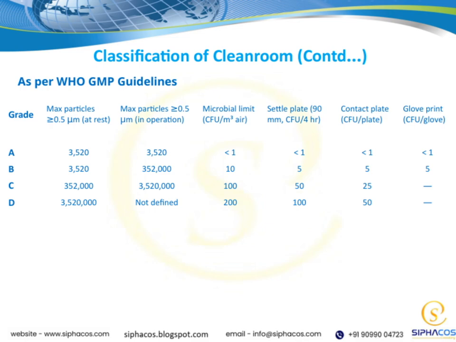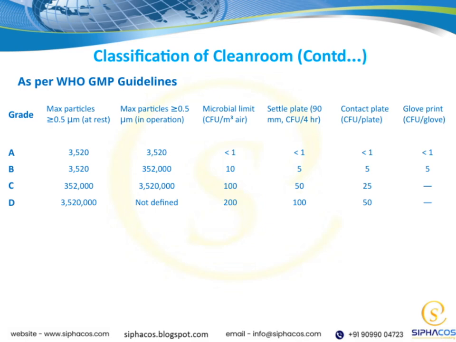For grade C, the particle count at rest jumps to 352,000, and in operation, it rises further to 3.52 million particles. The microbial limit here is 100 CFU per cubic meter, with settle plates at 50 CFU, contact plates at 25 CFU, and no data for glove prints. This grade is suitable for less critical operations, but still maintains a controlled environment.